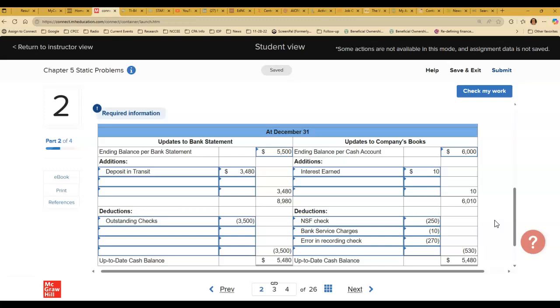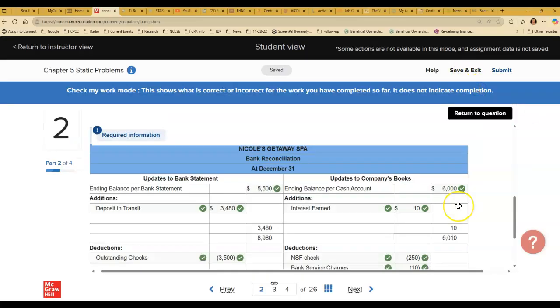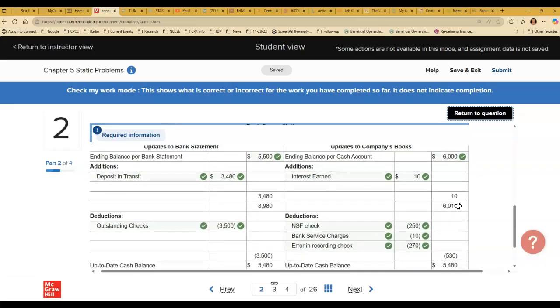Okay? So at this point, we balance and we got to hit check my work, right? Got to get those little green check marks. Good stuff. All right. Any questions there? Because we're going to play with a couple other things here in just a second.